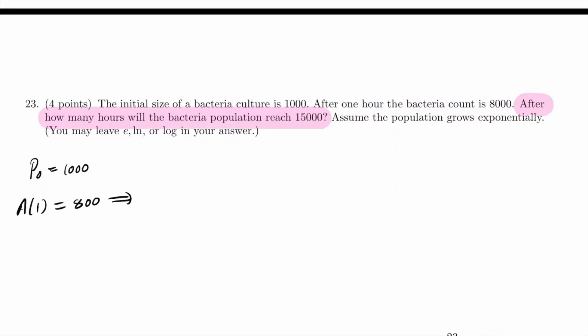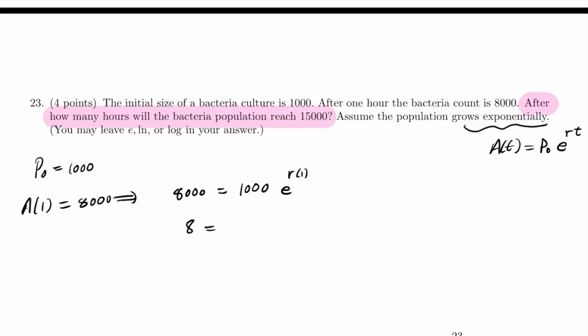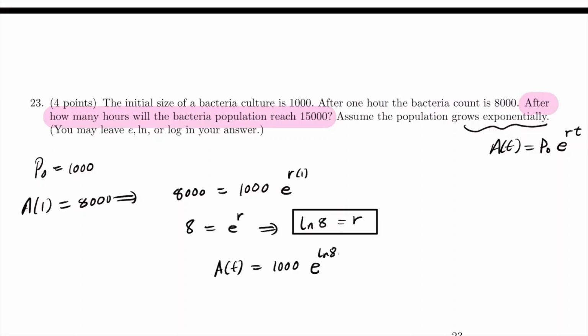So based on this information, we know that 8,000 is equal to 1,000 times e to the rt. Well, t is 1. So we're using the model, the amount after any time t is the initial amount times e to the rt. Divide both sides by 1,000, you have 8 is equal to e to the r. And now apply ln on both sides. So you have ln of 8 is equal to r. So that's the rate, which means our model, the amount at any time t, is 1,000 times e to the r, that's ln of 8 times t.